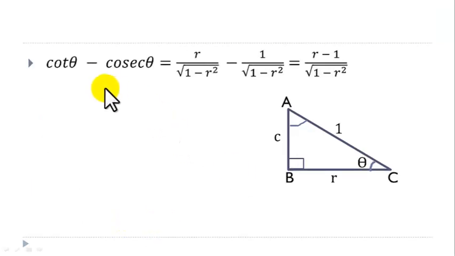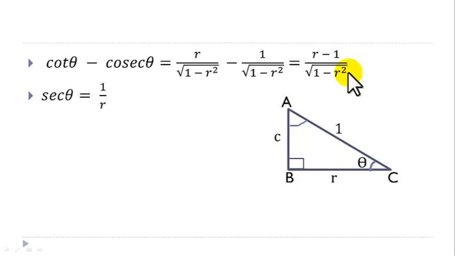So therefore, the expression for cot theta minus cosec theta is equal to r all over the square root of 1 minus r squared, minus 1 all over the square root of 1 minus r squared. The LCM is the square root of 1 minus r squared, and this will give us r minus 1 all over the square root of 1 minus r squared.